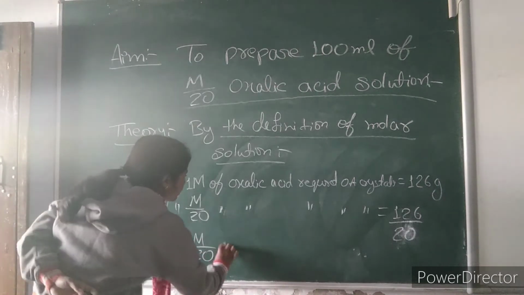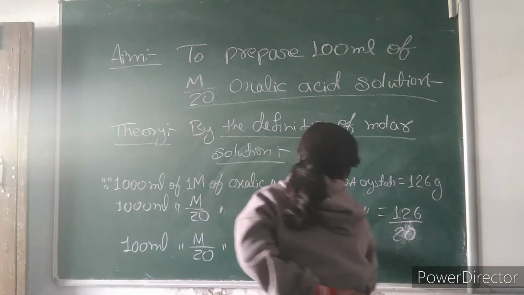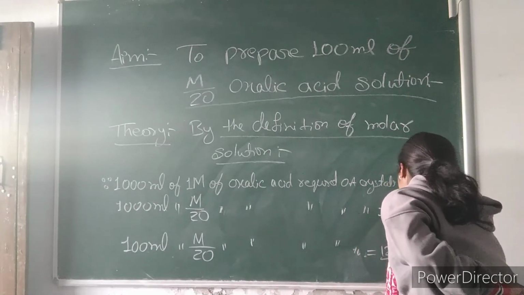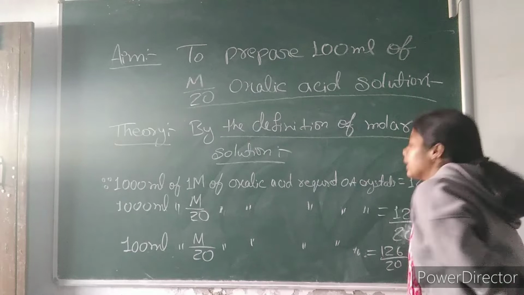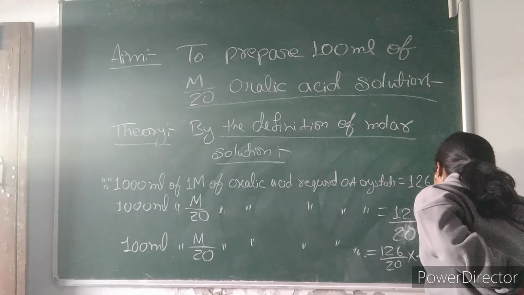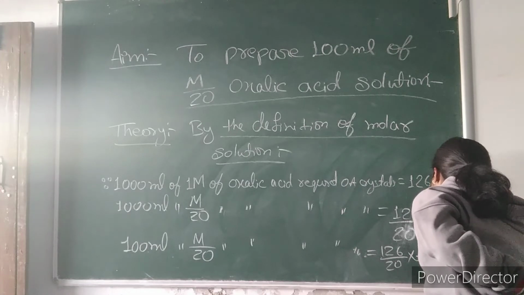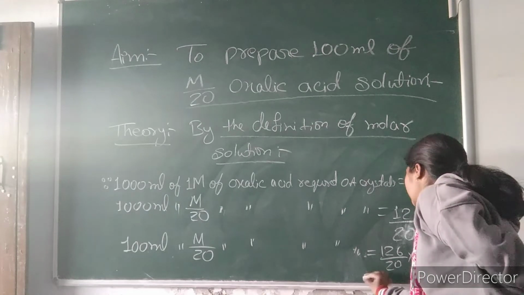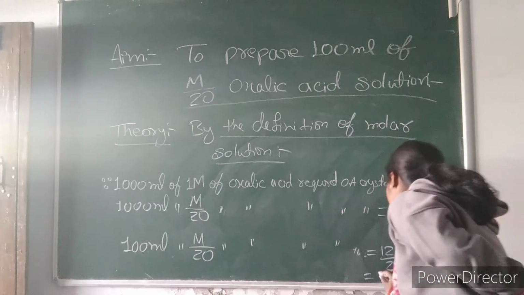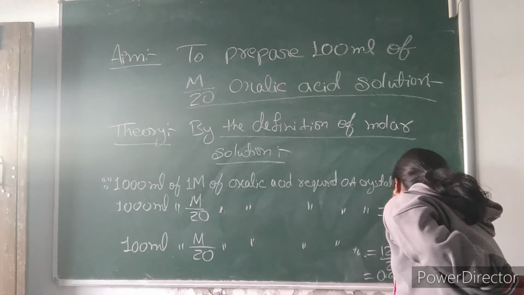Now I want to make 100 ml of oxalic acid of strength M/20 only. So I will require the oxalic acid crystals, that is 126 divided by 20 multiplied by 100 divided by 1000. So when you solve it, you will get the calculation of 0.63 gram.